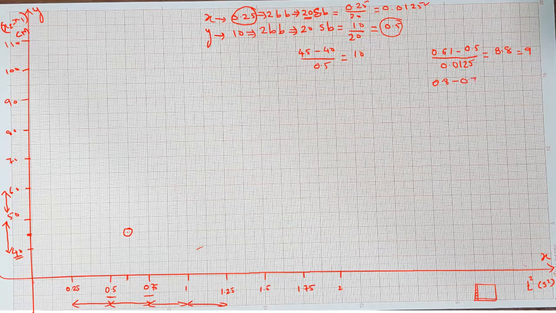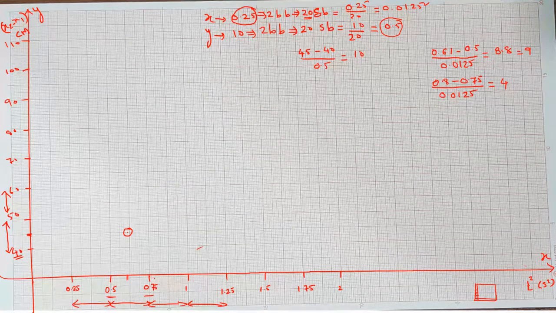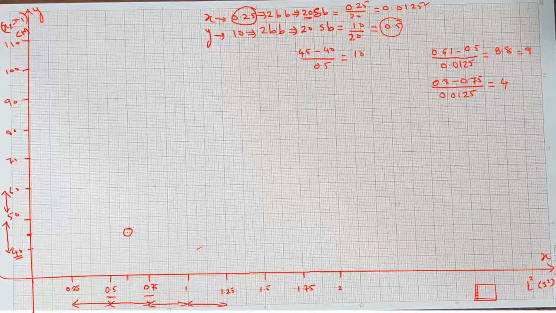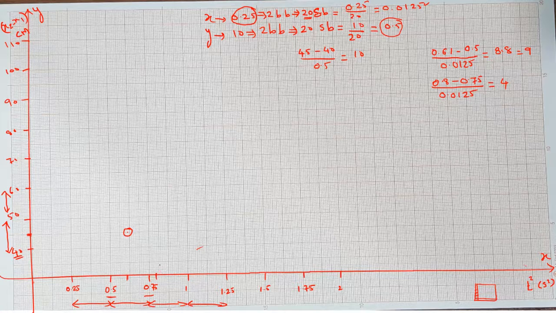And the value of one small box on the x-axis is 0.0125. When you calculate with your calculator, 0.8 minus 0.75 divided by 0.0125, I got 4. That means 4 small boxes from 0.75. That means it will come here: 1, 2, 3, 4. Am I right? So this will be the value of 0.8.